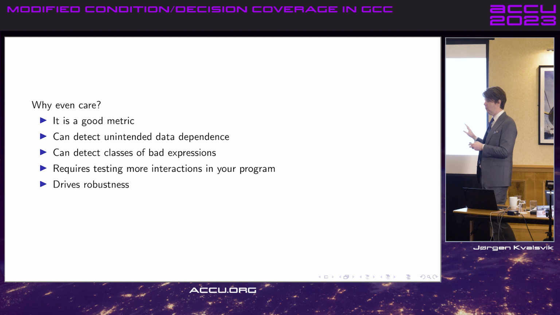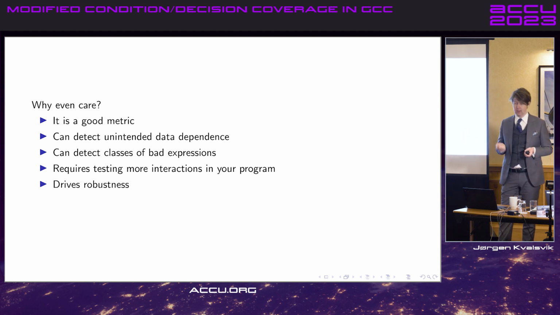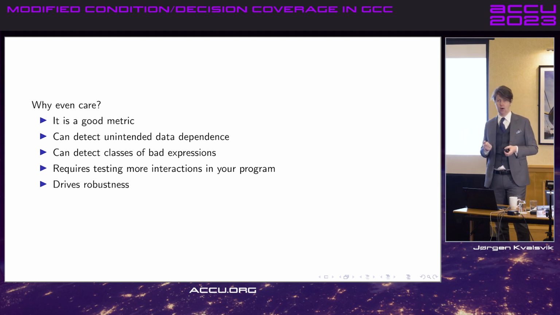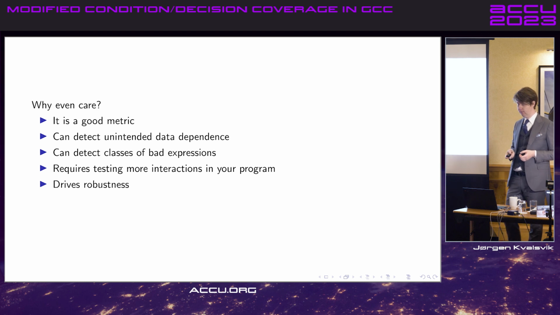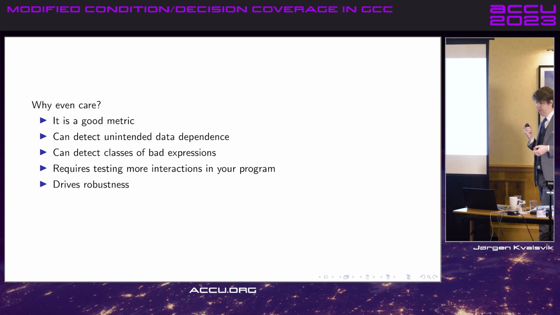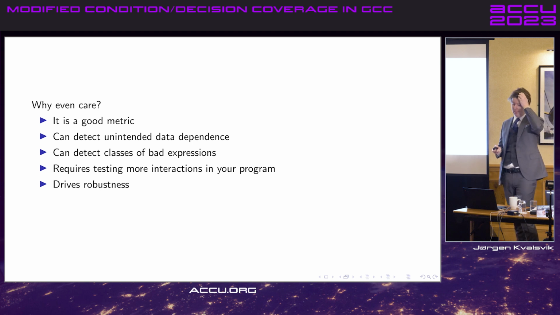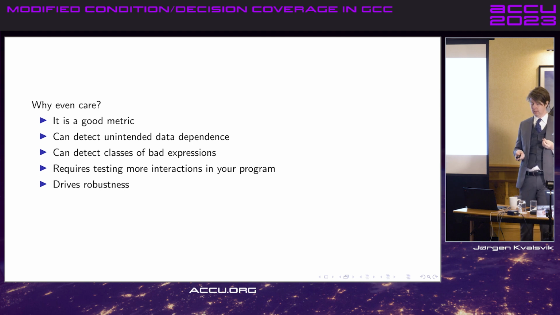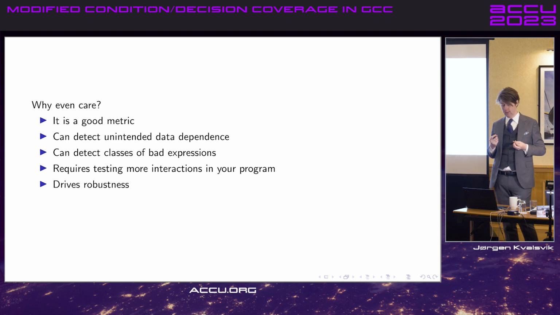But ignoring that, why actually care? Well, for one, I think it's actually a pretty good metric. There are some insights that you can draw from it that are very valuable, such as unintended data dependence in your program. There are some classes of bad expressions and bad logic that you can detect. It forces you to test more interactions and data paths in your program, and quite frankly, drives robustness.